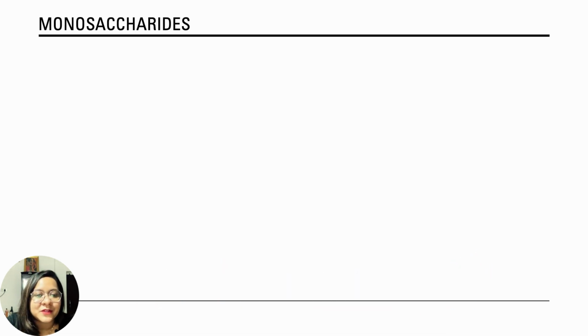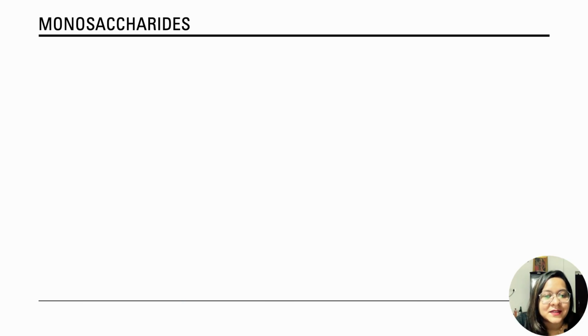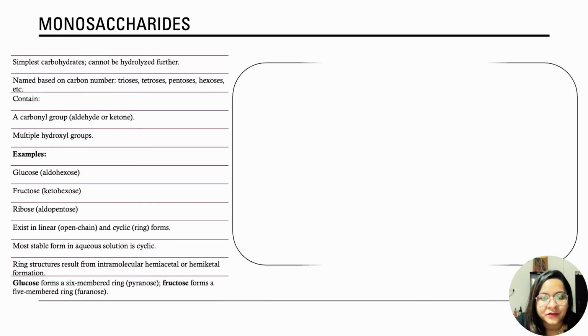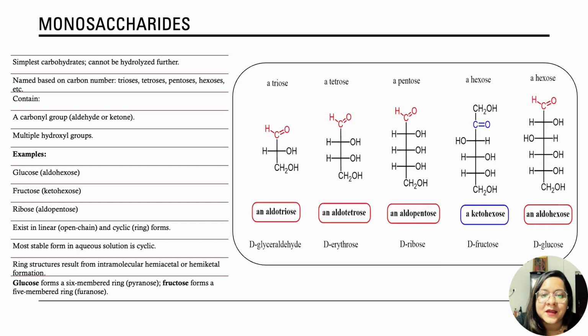Now coming to the monosaccharides. Monosaccharides are the simplest form of carbohydrates, incapable of being hydrolyzed further. They are the building blocks of more complex carbohydrates, and they exist in both linear and cyclic forms. Key examples include glucose, fructose, and galactose. Their chemical properties and structural variations provide the foundation for the diversity of carbohydrate functions.